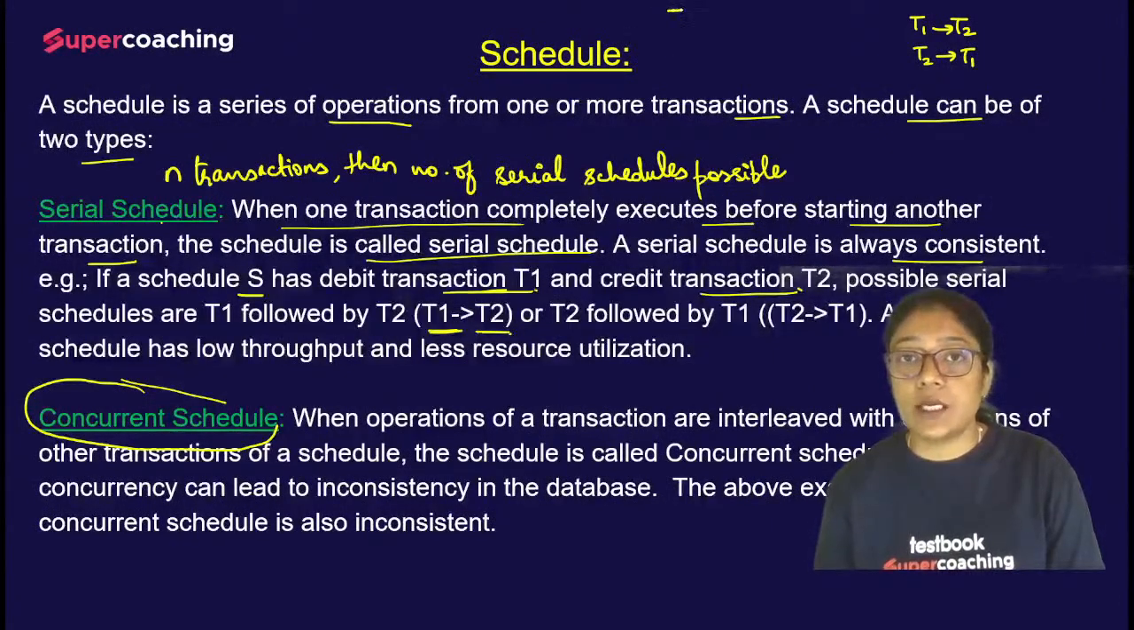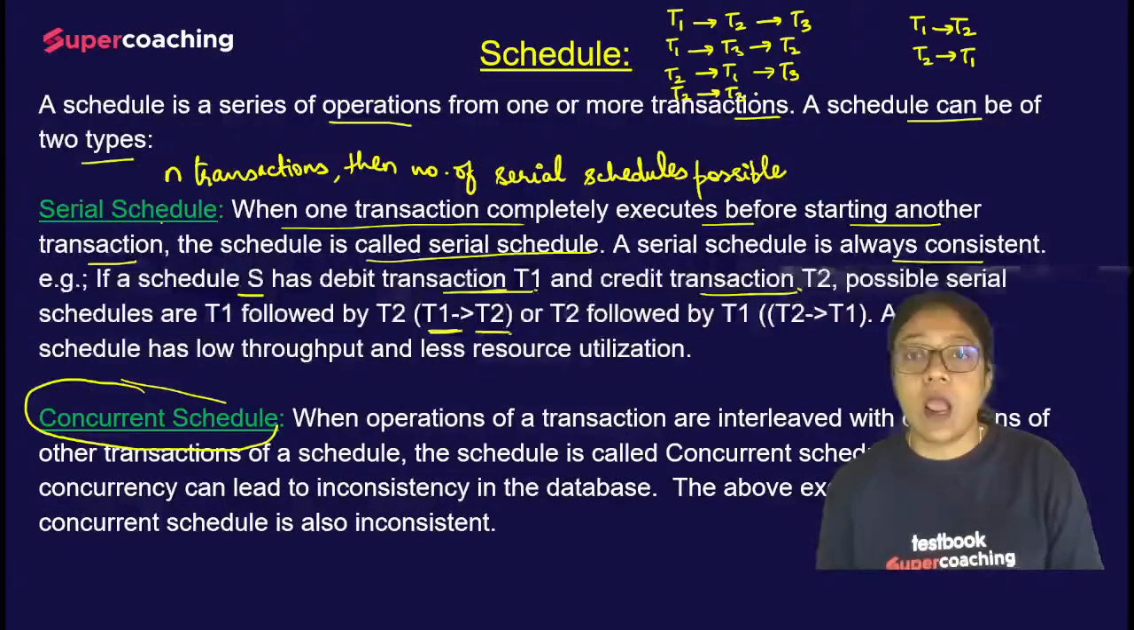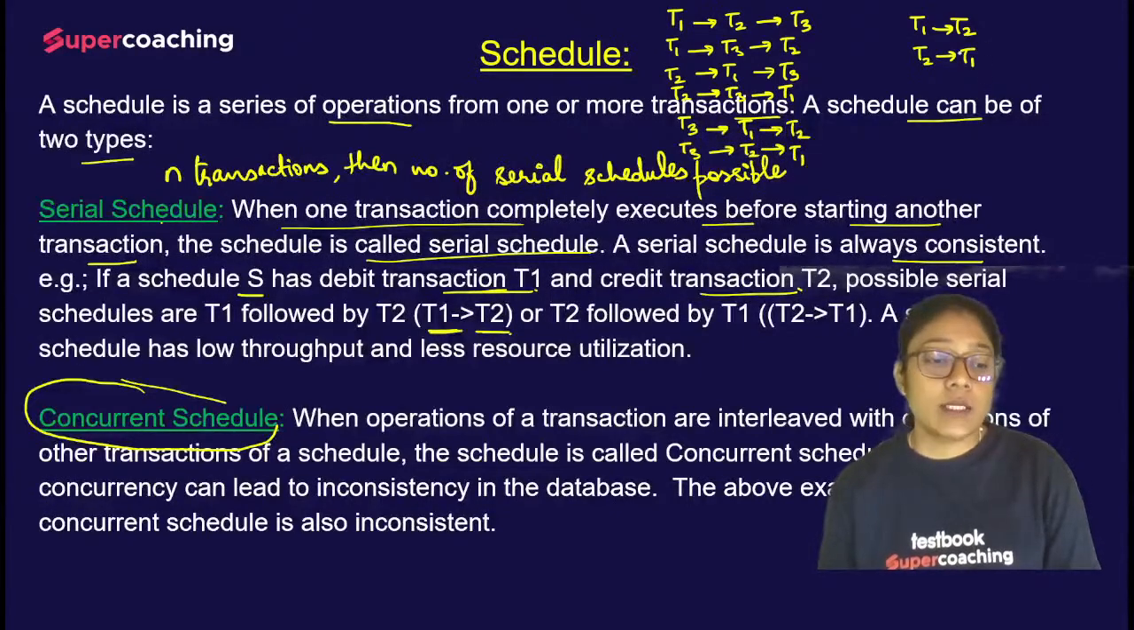If we have three transactions, T1, T2, T3, or we may get T1, T3, T2, T2, T1, T3, T2, T3, T1. I'm writing the possible serial schedules. Then starting with T3, we may get T1, then T2, or T3, T2, and T1.